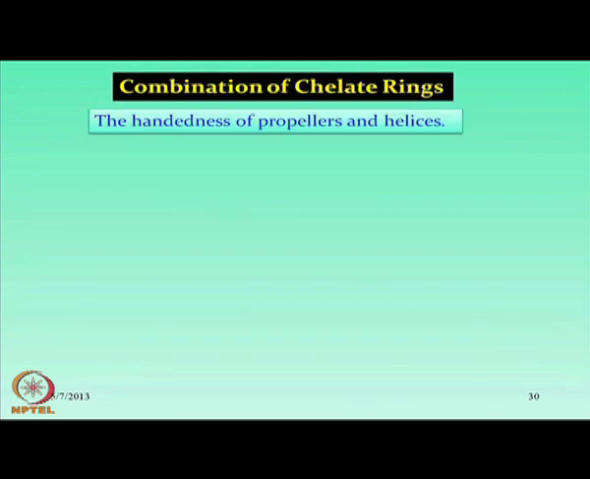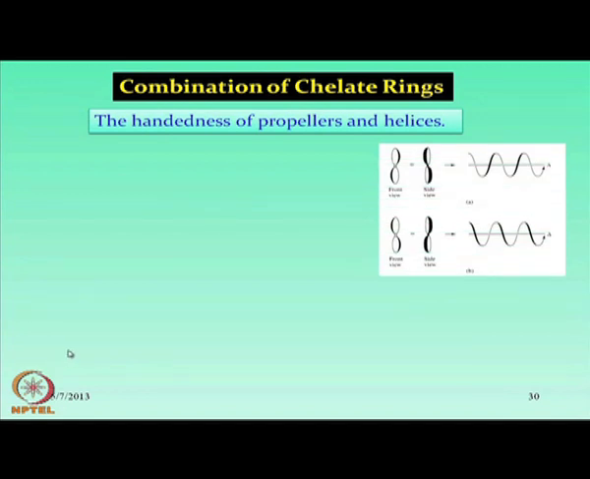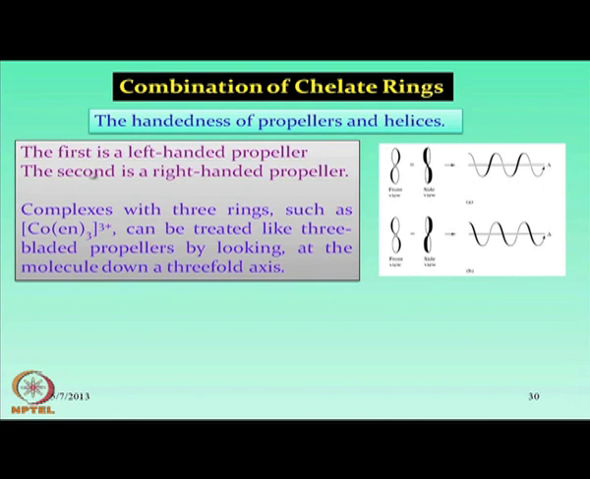So, if we have the combination of these chelate rings, what we see is the handedness of propellers and helices. So if we have the front view like this, the propeller view, and the side view of this, then one form is moving from one direction to the other, that means it is in the lambda form, which is the left-hand direction. And when it is in the other form, that means the right-hand direction, we get the corresponding delta version.